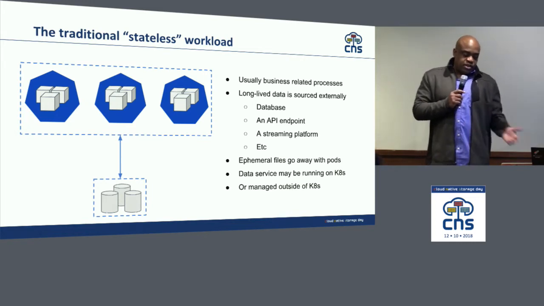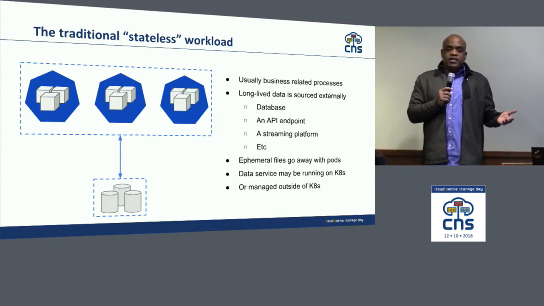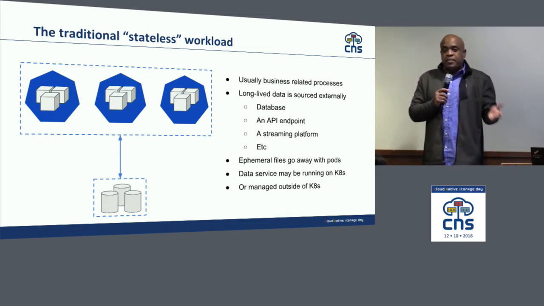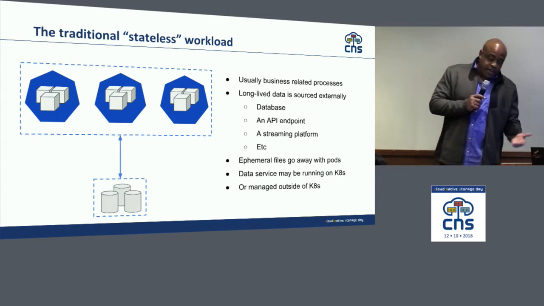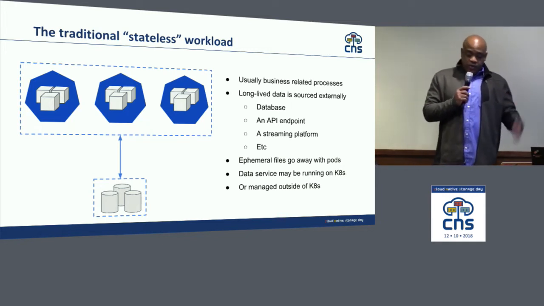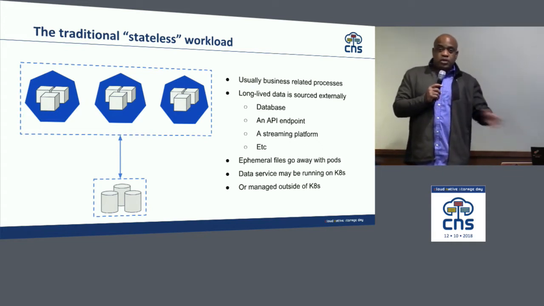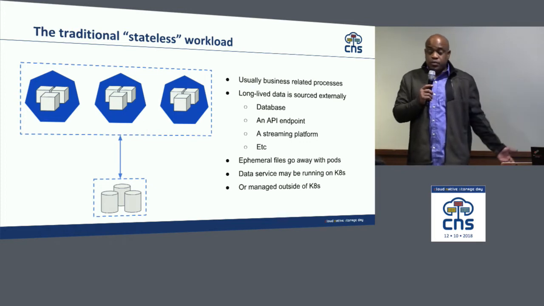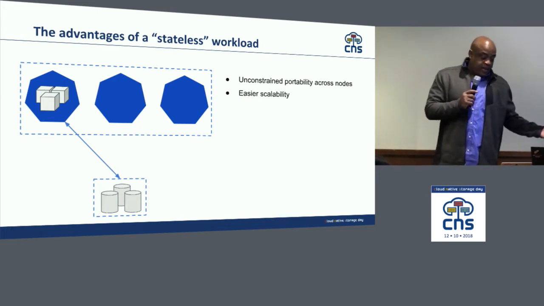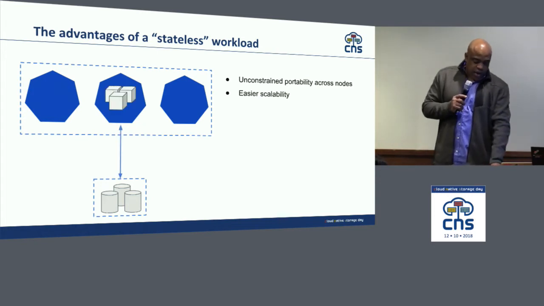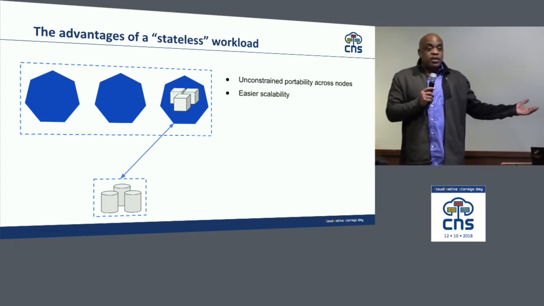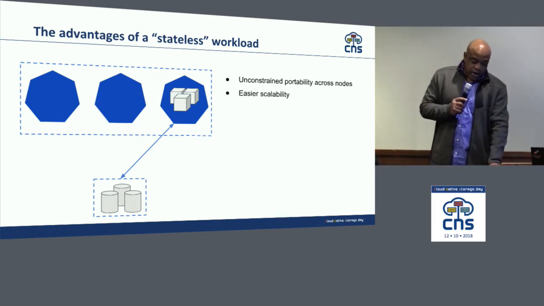So traditional stateless workloads usually are business-related processes, and their long-lived data is usually outside of the application itself, and you have something like a database or an API endpoint, a streaming platform of some sort for the data. And even for those applications, even when they are using files, those files are usually ephemeral and they come and go with the pod. Those data points, sometimes they are on Kubernetes and oftentimes they're outside of Kubernetes. And what does that allow you to do? As your application is running on Kubernetes and the scheduler is moving things around, your applications can land from one node to another without having any issue. So it's unbound. It can move from node to node without your application crashing.